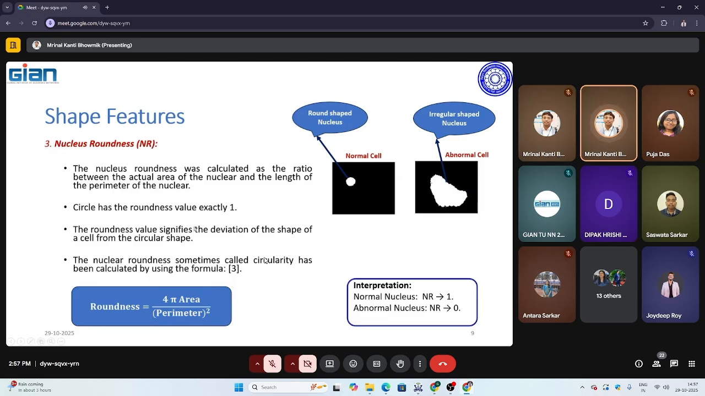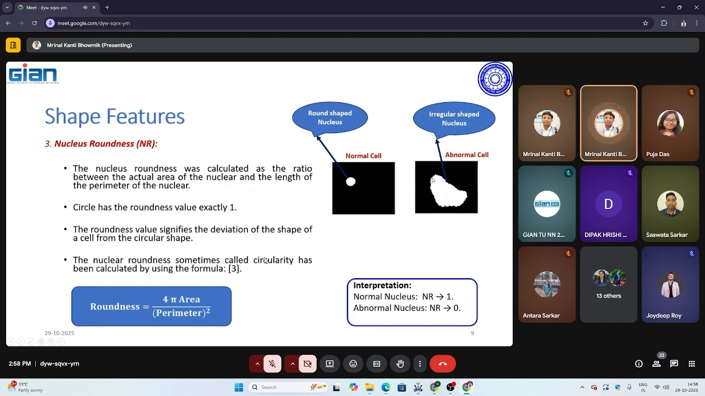So next is nucleus roundness. The nucleus roundness was calculated as the ratio between the actual area of the nucleus and the length of the perimeter of the nucleus. The roundness value of a circle is 1. So you can see here, this is the normal cell and it looks like a circle, so the nucleus roundness value will tend to 1.